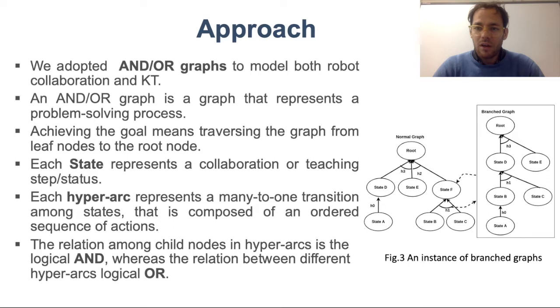In general, an AND/OR graph is a graph that represents a problem-solving process. Achieving the goal in an AND/OR graph means traversing from leaf nodes to the root node of the graph. The main components of AND/OR graphs are states and hyperarcs. Each state represents a collaboration or teaching step, and each hyperarc represents a transition among the states. The relation among child nodes is the logical AND, and the relation between different hyperarcs is logical OR.